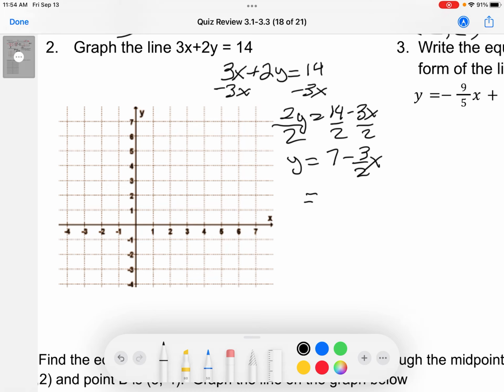So I'm going to go ahead and graph this. This is the same thing as -3/2 x plus 7. So I'm going to start with 7, go down 2 to the right 3, so down 2 to the right 1, 2, 3, down 2 to the right 3. This is what my line is going to look like.